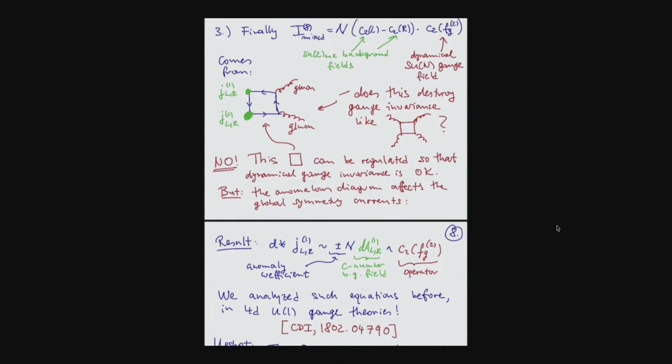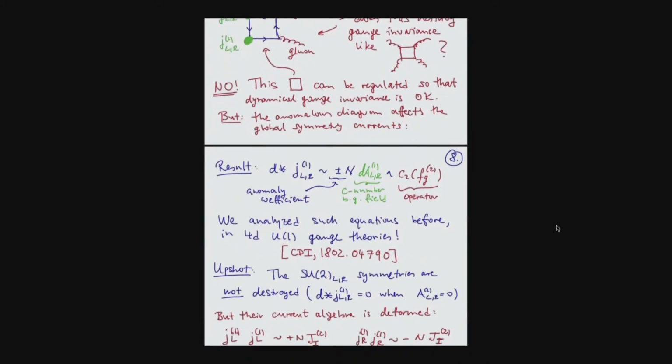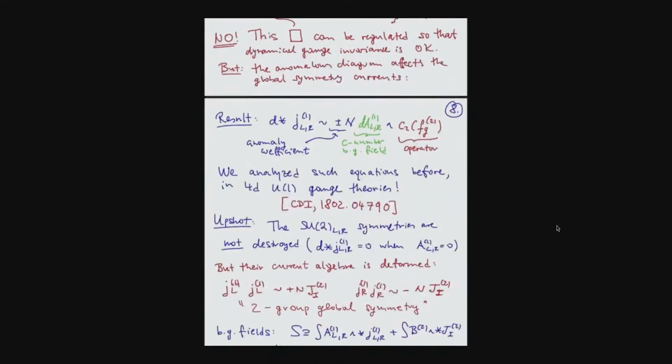And what you learn is that this diagram has a non-trivial effect on the global symmetry currents. Leads to an interesting non-conservation equation. So this is what it looks like. If you evaluate the current conservation on either the left or the right R symmetry current, what you find on the right-hand side, right? This is a dimension 6 form. So you should find a dimension 6 form on the right-hand side. What you find is the anomaly coefficient, and then a mixture of dynamical operators and background fields.